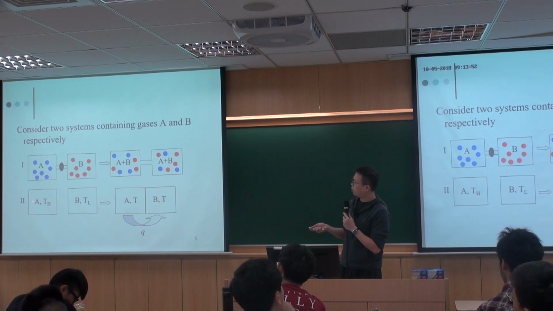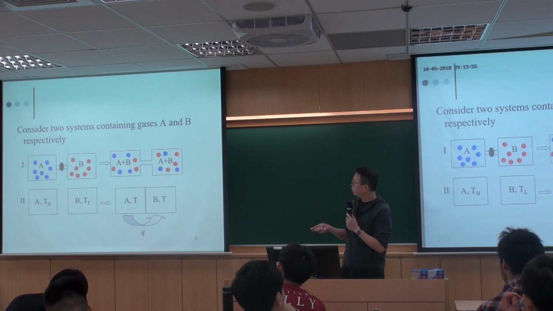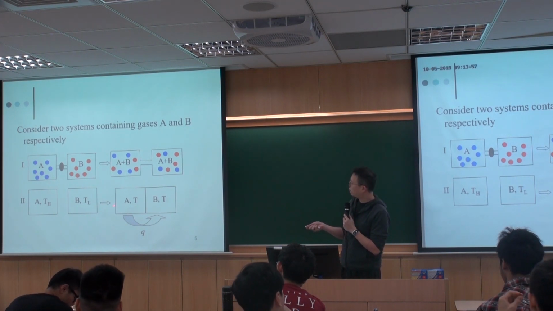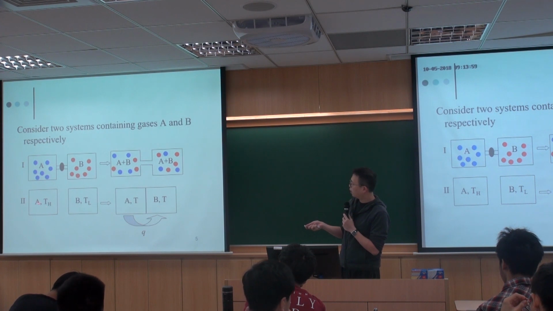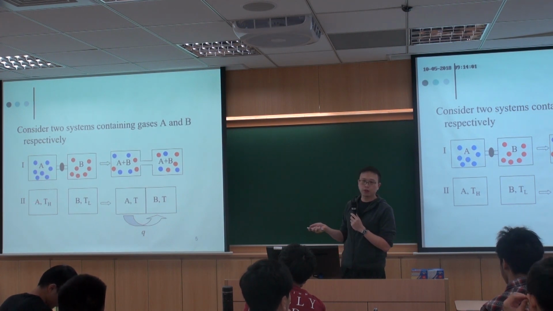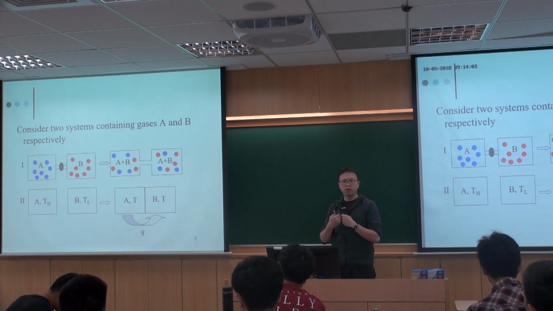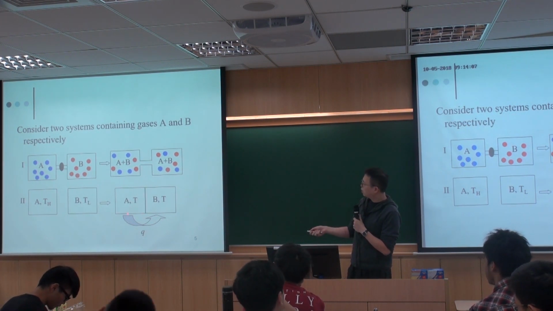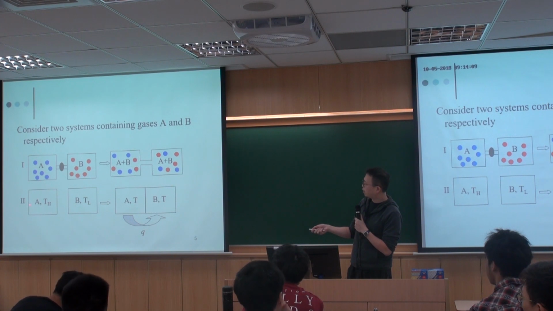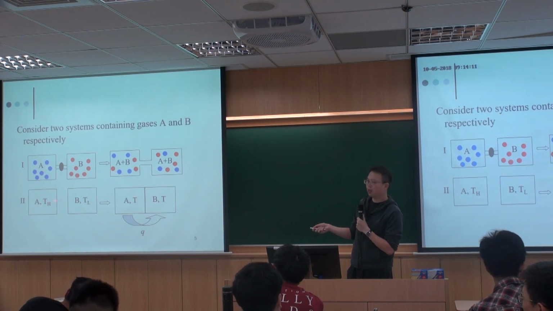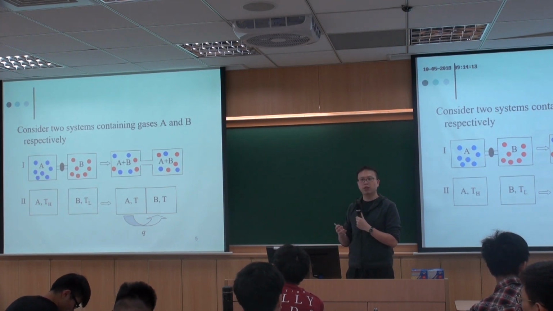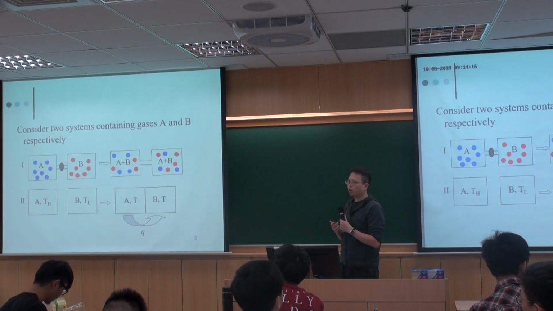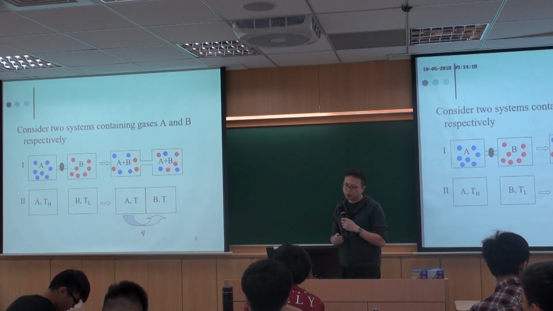And the second example is thermal equilibrium. So at the very beginning, you have two separated systems, and they have different temperatures. And when you put them together in contact with each other, then the heat will flow from the high temperature system to the low temperature system. And then they will reach thermal equilibrium. And in that sense, the temperature will be the same.